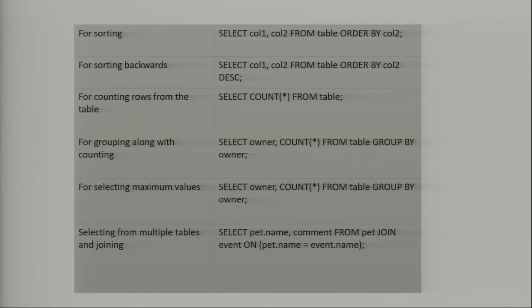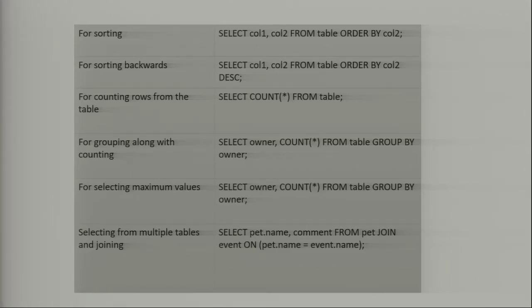Then for sorting backwards: by default it will be ascending, and for sorting backwards you will use the descending part. Up to column 2 it's fine. After that you use the keyword DESC. This is the particular keyword which will help you sort backwards, that is, descending.